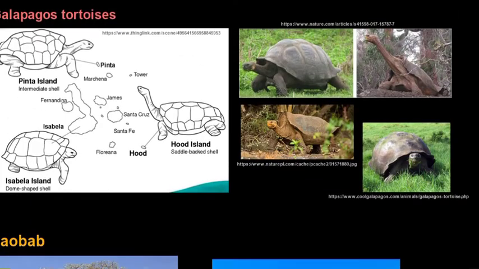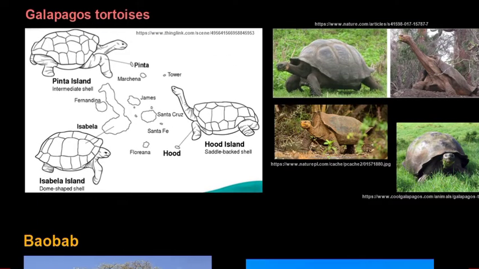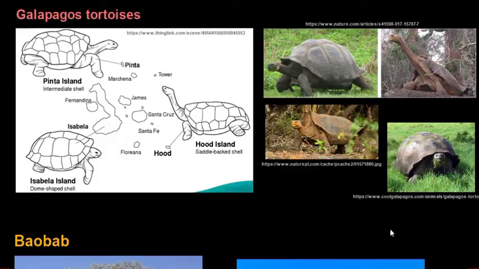Another example of geographic isolation, also on the Galapagos Islands, is the Galapagos tortoises. Galapagos actually means tortoise. Now, there are quite a few islands, specifically Pinta, Hood Island, and then Isabella, the biggest one. There are quite a few different tortoises. On Pinta Island, we have the intermediate shell tortoise. On Isabella, there's the dome shape. And on Hood Island, there's the saddleback.